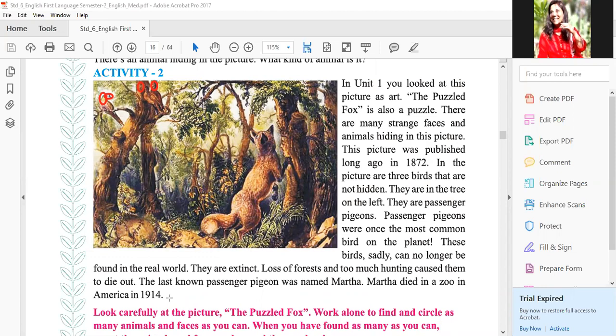दैट मीन्स 1914 के बाद ऐसा लग रहा है जैसे पैसेंजर पिजन जो है वो पूरे खत्म हो चुके हैं. Now we cannot see passenger pigeon क्योंकि एक्सटिंक्ट हो चुके हैं.